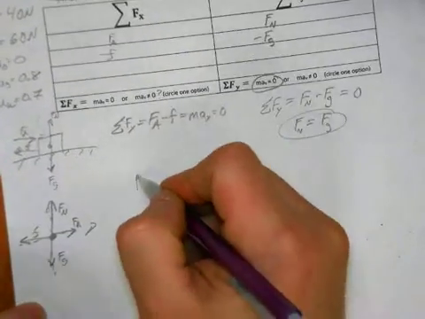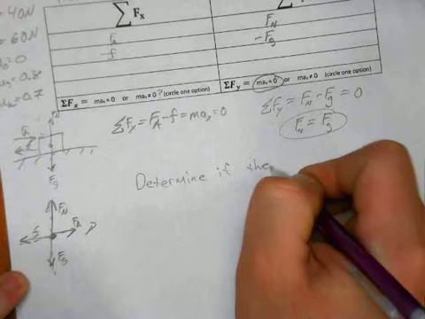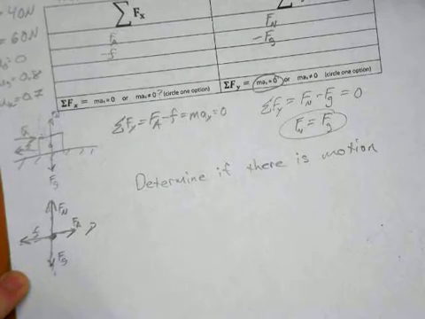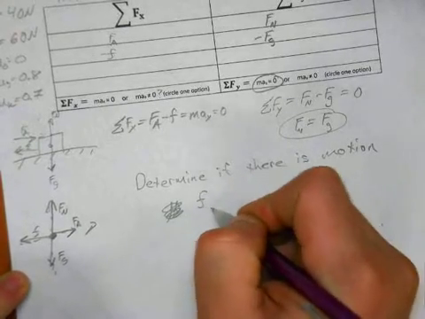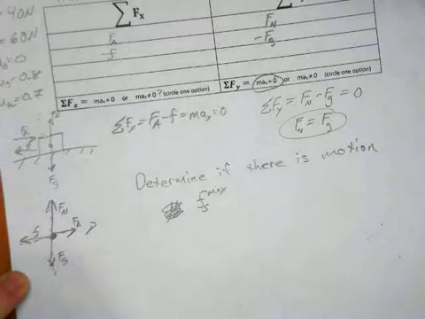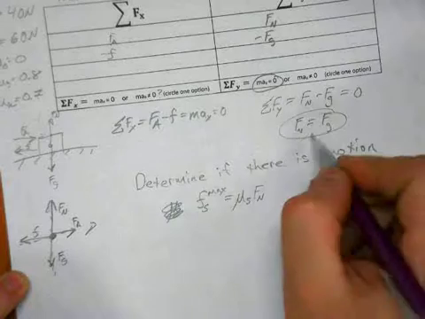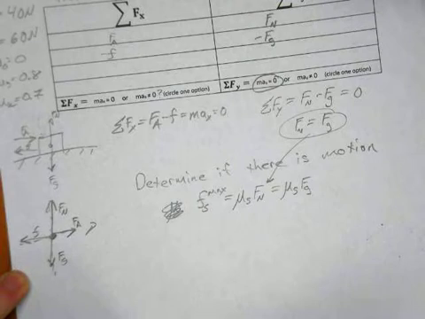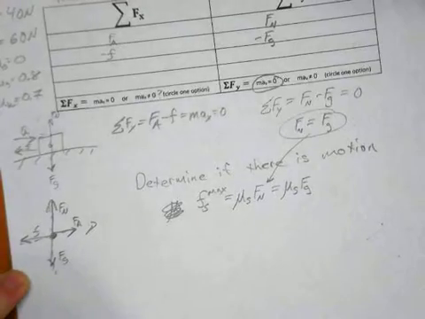But right now we need to determine if there is motion. Now the critical case here, the important point, is the maximum force of static friction, which equals mu s times the normal force. We know now that equals mu s times the weight. That is the force you have to overcome in order to start this block from moving.